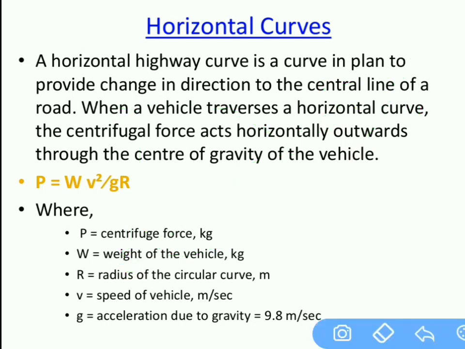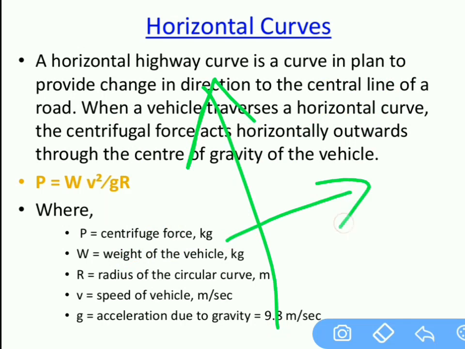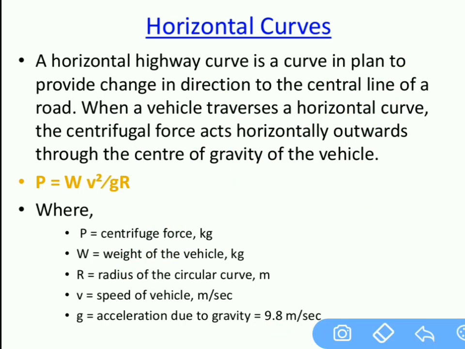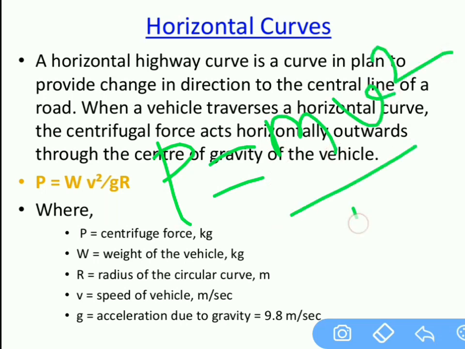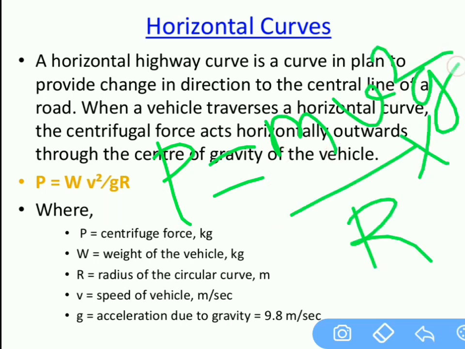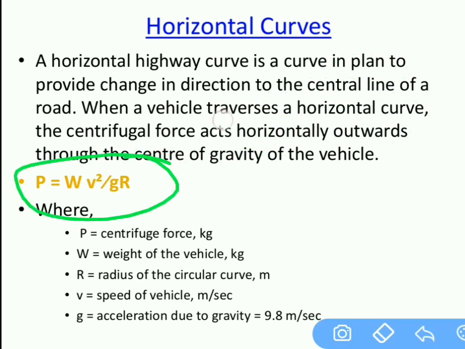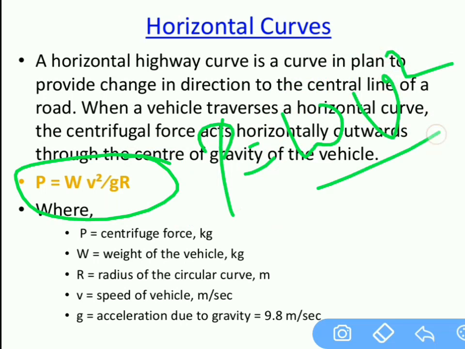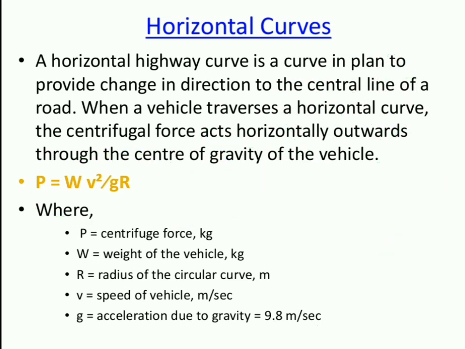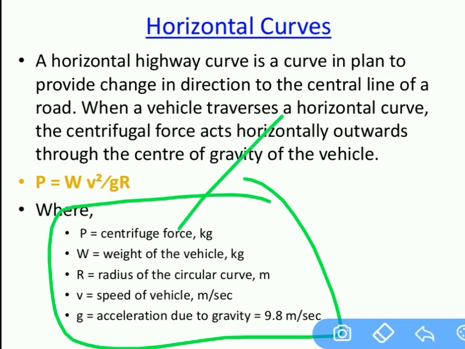That's why when we enter into the curve, some force acts on the person and he tries to move to the right side. We can observe that while entering curves. What is the centrifugal force? The centrifugal force formula is mv square by r. If I multiply and divide by g, mg will become W. So my formula becomes P is equal to W v square by g r. Here P is the centrifugal force in kg, weight is in kg, radius is in meters, speed is in meters per second, and acceleration due to gravity is 9.8 meters per second square.